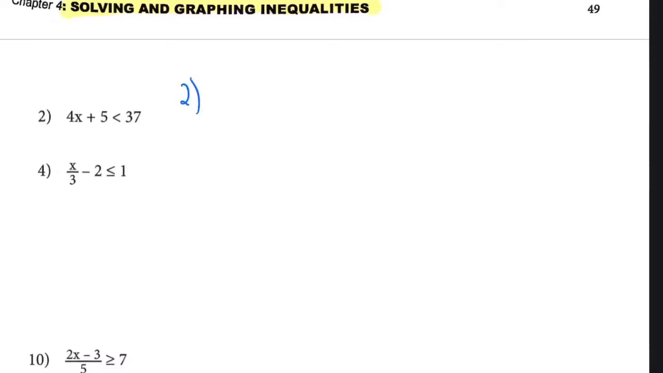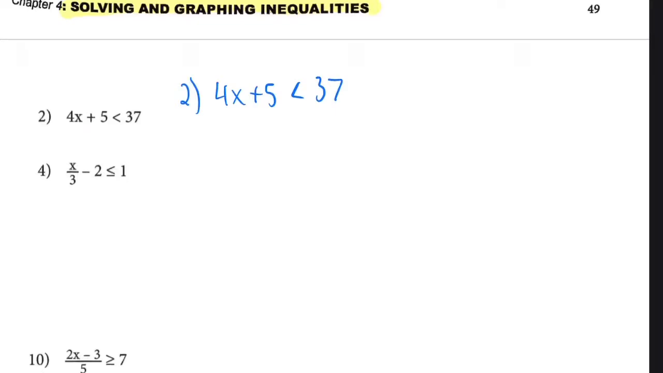Let's get started with number 2. I'm going to go decently slow for the first one of each pair. And then for the second example of each pair, I'll go closer to my normal speed. 4x plus 5 is less than 37.